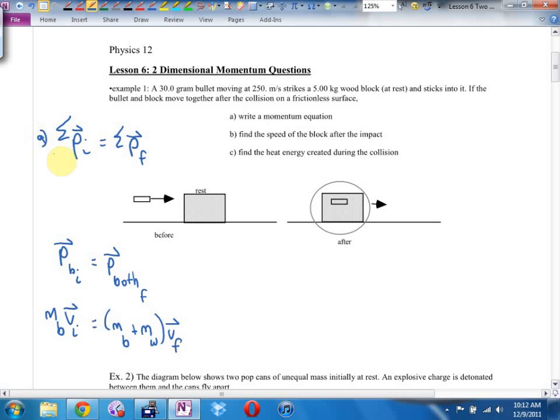B wants me to find the speed of the block. Okay, B. Which of these is the speed of the block? And the bullet, I assume, because they're stuck together. Which of these is the speed of the block and the bullet afterwards? V final. Are these in a nice straight line? Then I can just divide to get V final by itself. Don't need to go all vectory yet. In fact, V final is going to be the mass of the bullet V initial, all over the mass of the bullet plus the mass of the wood.